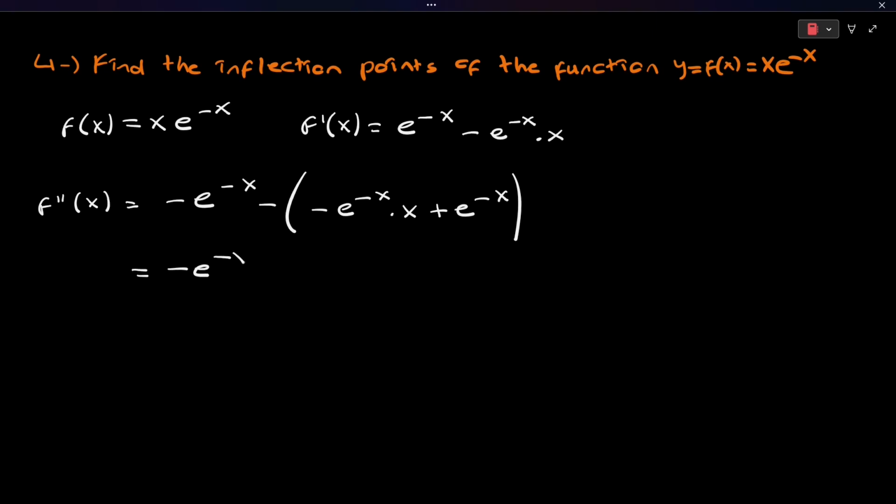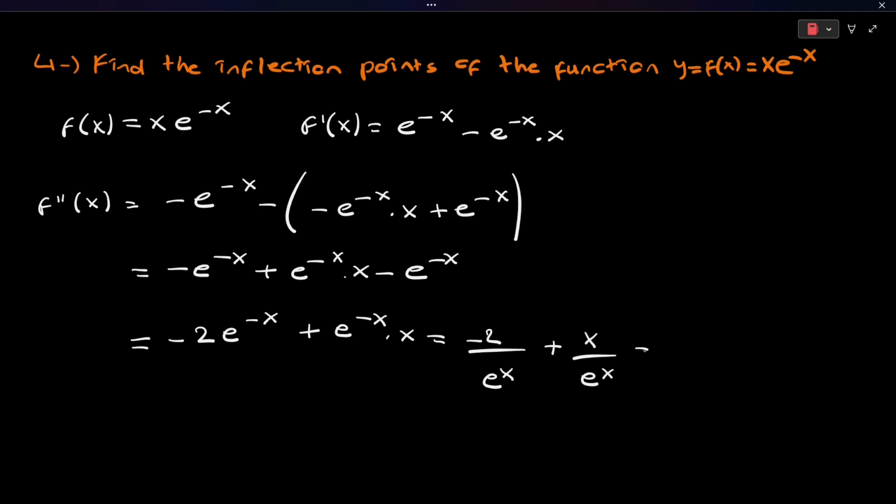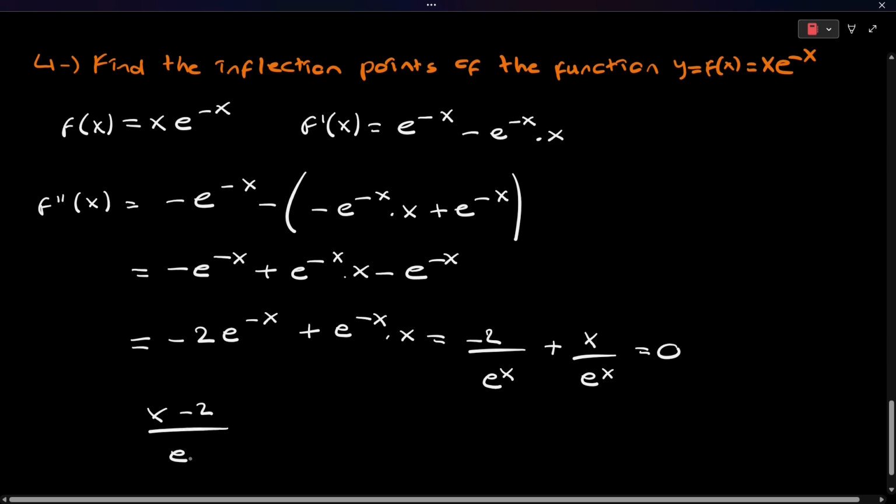Which is equal to negative e to the negative x plus e to the negative x by x minus e to the negative x. It is equal to negative 2 e to the negative x plus e to the negative x multiplied by x. Negative 2 over e to the x plus x over e to the x is equal to 0. Solve this if you can. What is this? x minus 2 over e to the x is equal to 0. x is equal to 2.